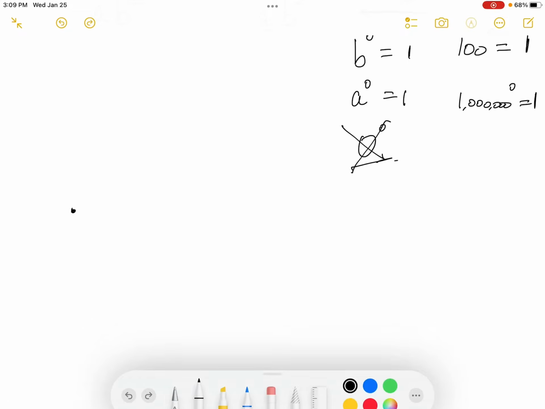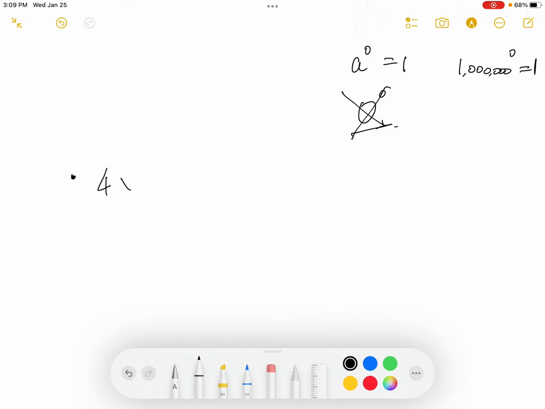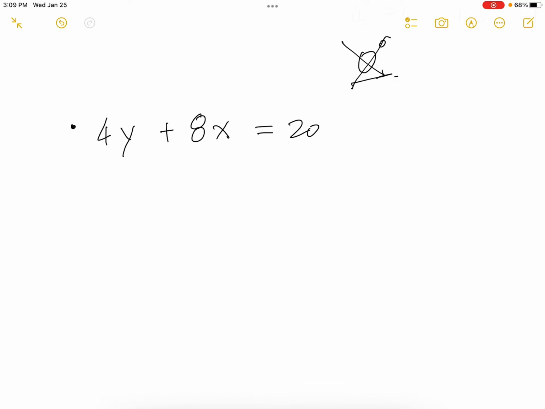Okay, next we're just going to do some typical algebraic maneuvers. Okay, so let's say 4y plus 8x equals 20.